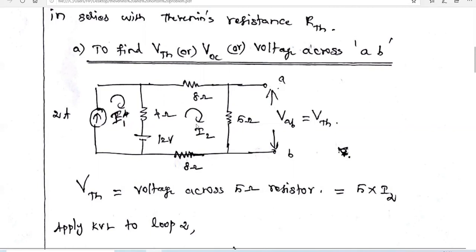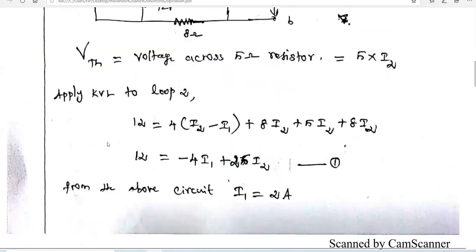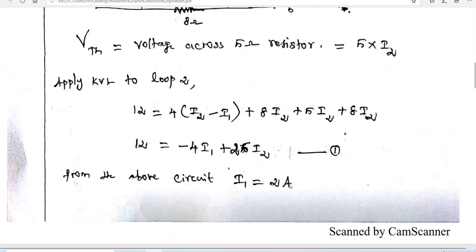How to mark the current direction? You see this battery: this is plus, this one is minus. Current always emerges from the battery, so it is I2. Here the current source is there, and the current source direction is upwards, that is clockwise. So the current flowing in this mesh is I1 in clockwise. According to this diagram, what about the value of I1? The current I1 flowing in this mesh is the current source value, 2 amps. So directly we can calculate the value of I1: I1 is 2 amps.